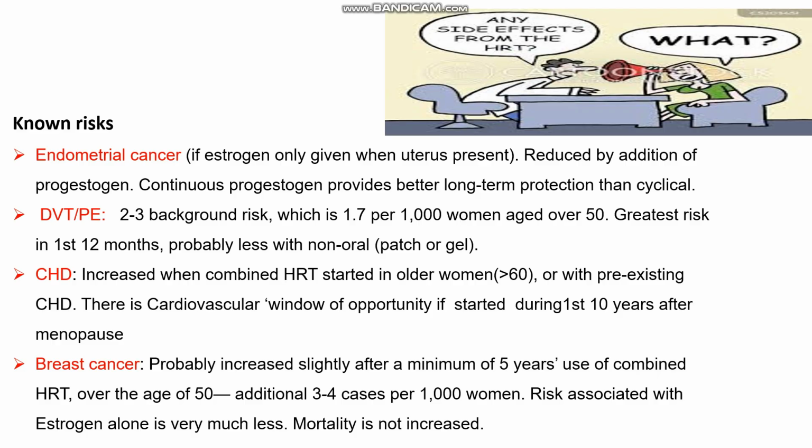Coronary heart disease risk increases when combined HRT is started in older age or with pre-existing cardiovascular disease. The cardiovascular window of opportunity is starting within the first 10 years after menopause. Breast cancer is probably increased slightly after a minimum of 5 years of combined HRT use over the age of 50, with an additional 3 to 4 cases per thousand women. The risk associated with estrogen alone is very much less. Mortality is not increased.